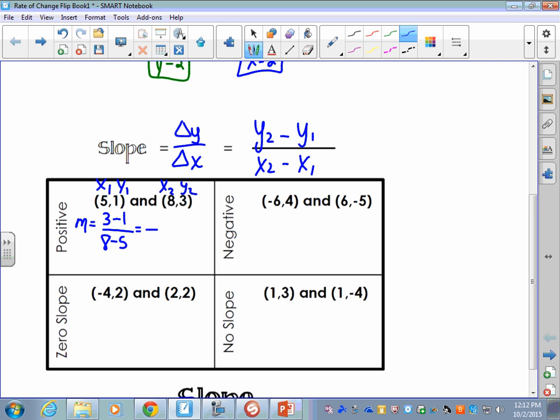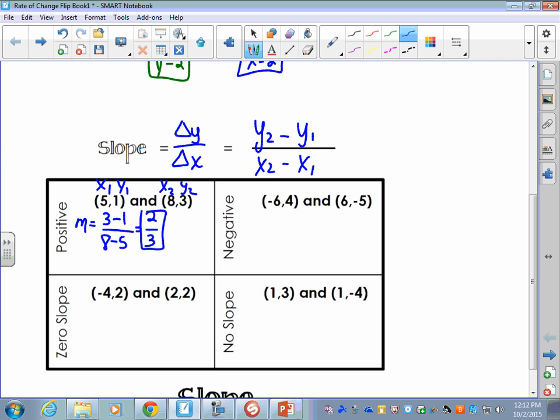And we're just going to simplify the top, simplify the bottom. 3 minus 1 is just 2. And then 8 minus 5 is 3. So my slope is just going to be 2/3. Okay, that's already simplified. It's already reduced.